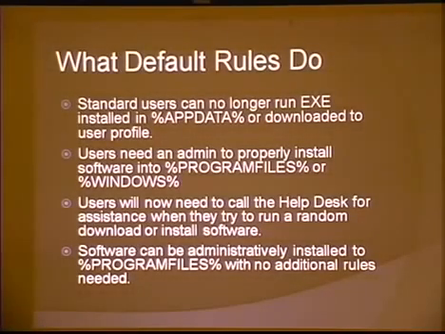Now, if we've done all what I've just said, we've limited admin use and we've implemented the default rules. Where are we? Well, standard users can no longer run any executable that's installed in AppData or downloaded into the user profile. When they want to do something like installing software, they're going to have to trigger a call to the help desk. So we need to have some training with our help desk to say, when an end user calls and says, this isn't running, can you help me? Don't just right click and choose run as admin. Escalate the issue. Someone needs to vet that application and say it's something we actually want.